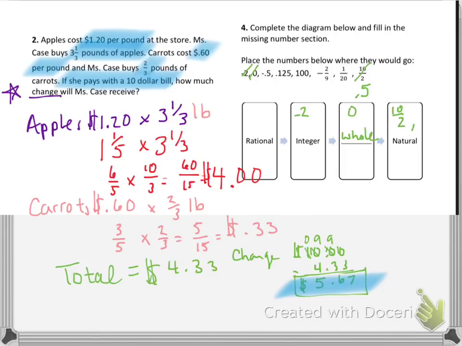Negative 0.5. Remember, if it's any fractional or decimal part, it is a rational number, like 0.125. 100 is a natural number. Negative 2/9 is a rational. And 1/20 is a rational.